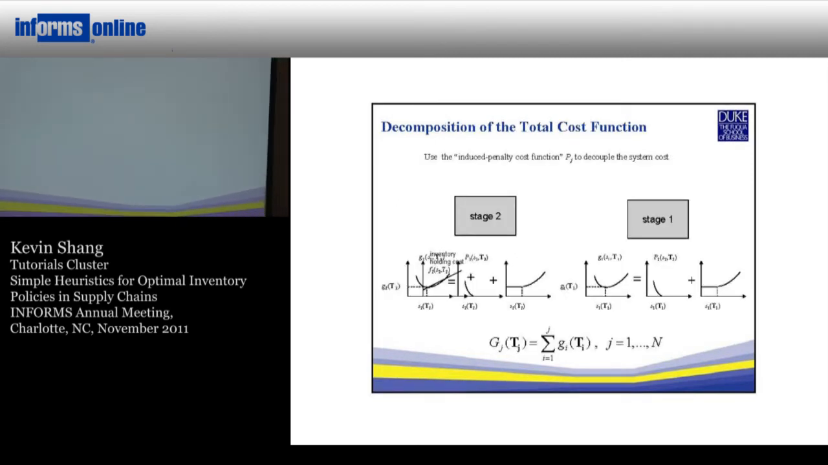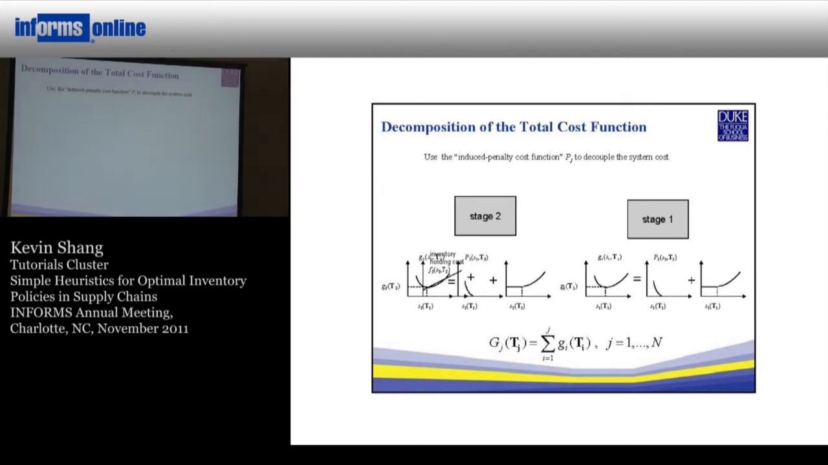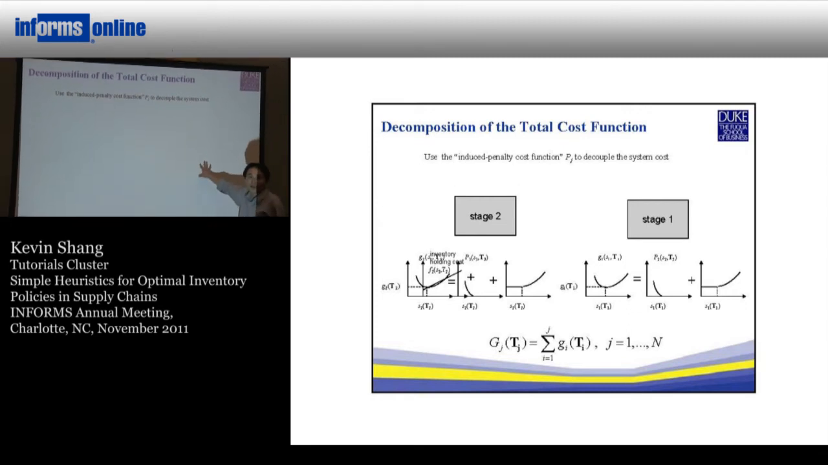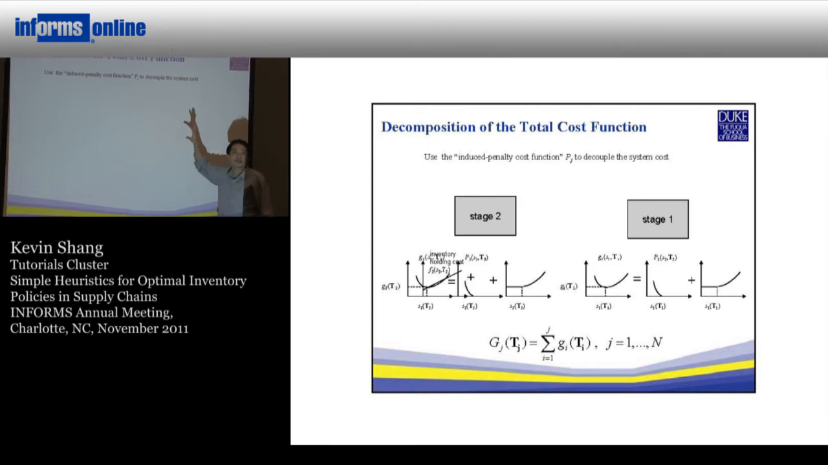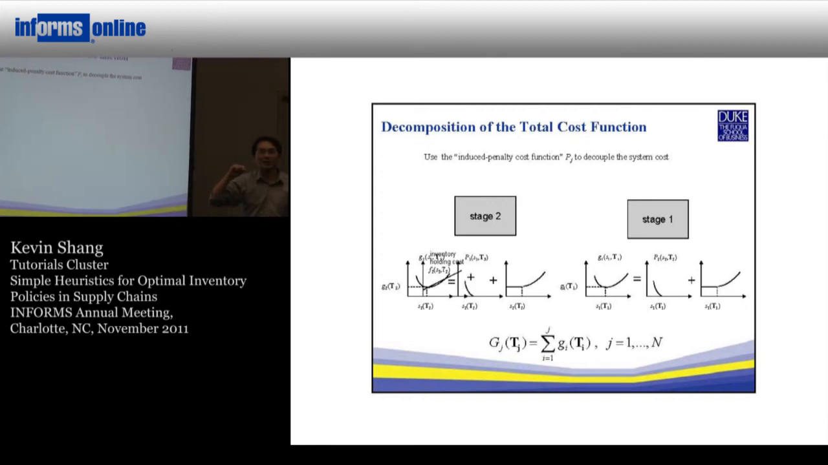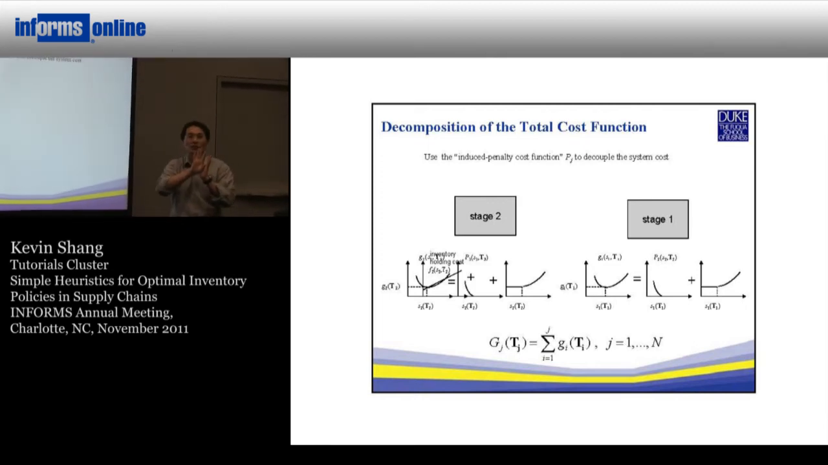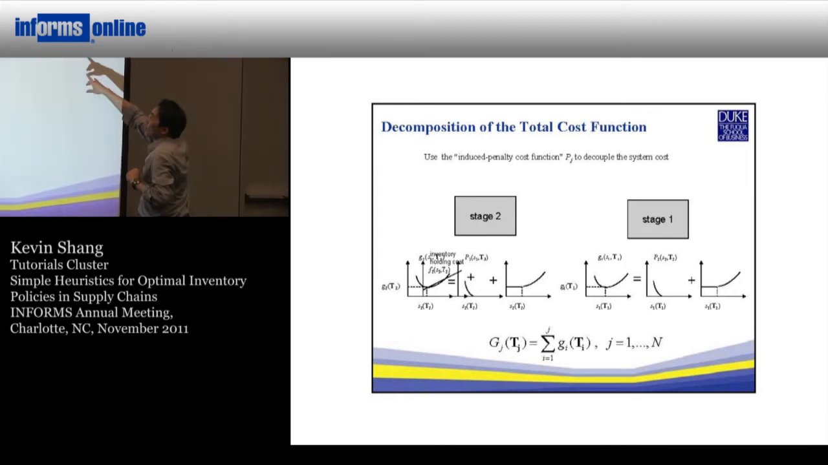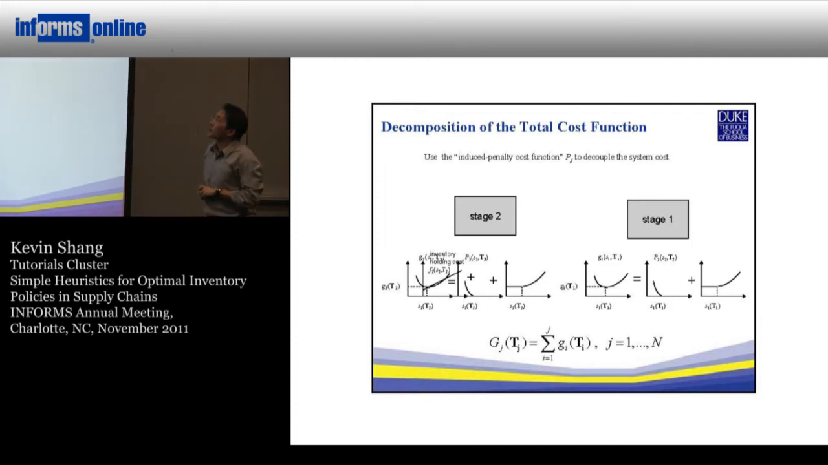First step is to try to decompose the total system cost function. I borrowed an old concept called the induced penalty cost function, introduced in Clark and Scott. And we found that there's an induced penalty cost function for this problem as well, the ST problem. In Clark and Scott's paper in 1960, you can think of T equal to 1 for every stage. And here is the general T. So we use the induced penalty cost function Pj to decouple the system cost.